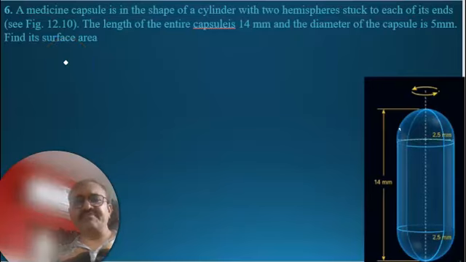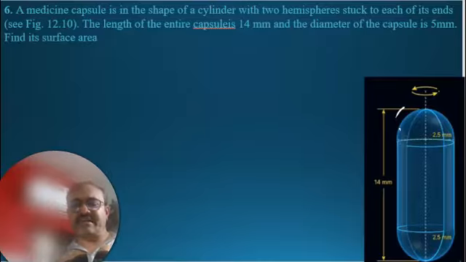See, a medicine capsule is in the shape of a cylinder, with two hemispheres stuck to each of its ends. This is a cylinder, and two hemispheres are stuck to each of the ends.